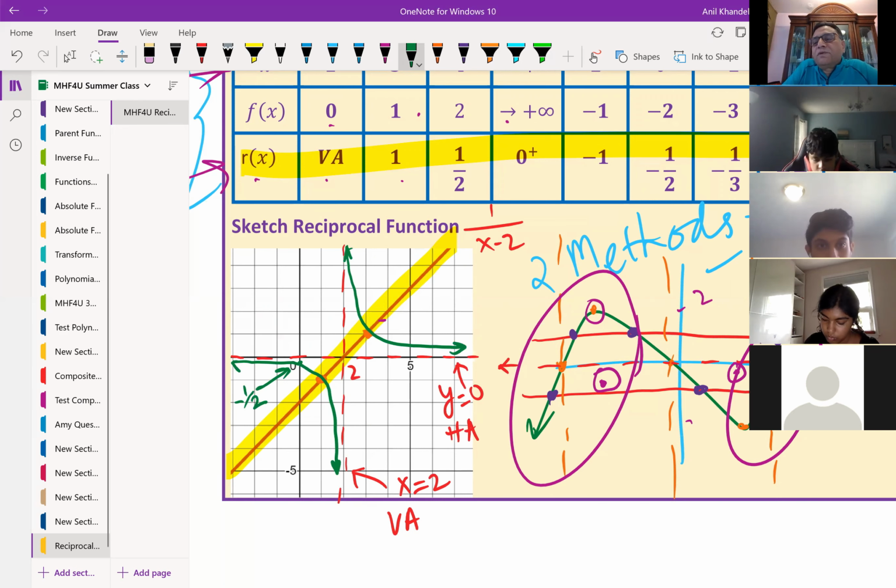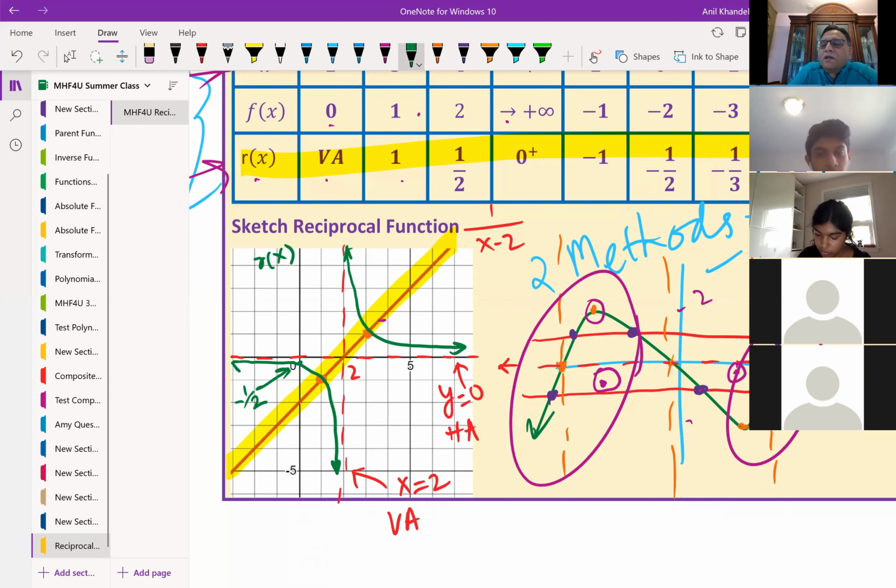Do you see the reciprocal function in green? This is what I'm saying, r of x. Done. Within a second, I am going to draw this graph accurately. No marks deducted if the question is sketch.